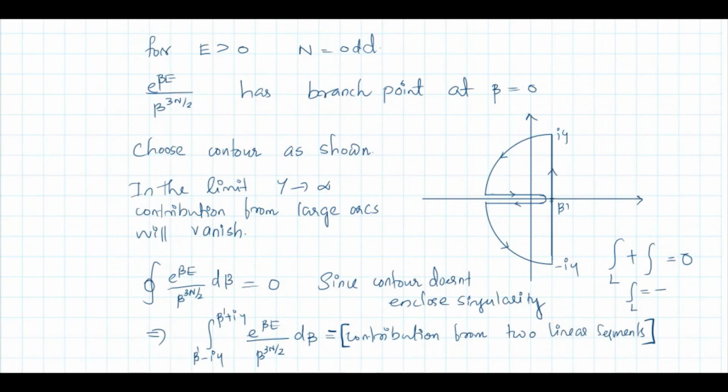Now, for e greater than 0, when n is odd, what is the problem with odd n? When n is odd, it is beta raised to 3 by 2, or beta raised to some fraction. When n is 3, it is beta raised to 9 by 2. When n is equal to 5, it is beta raised to 15 by 2. So this will become a fraction, and beta equal to 0 will be a branch point. Whenever we have z raised to some fraction, then z equal to 0 is known as a branch point.